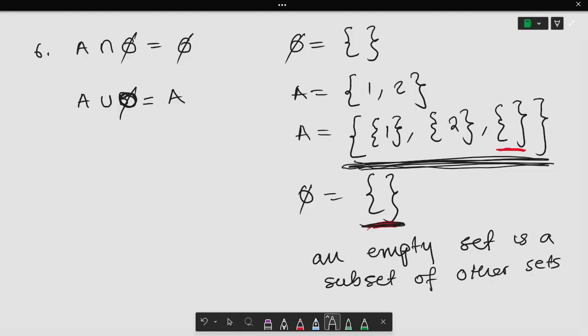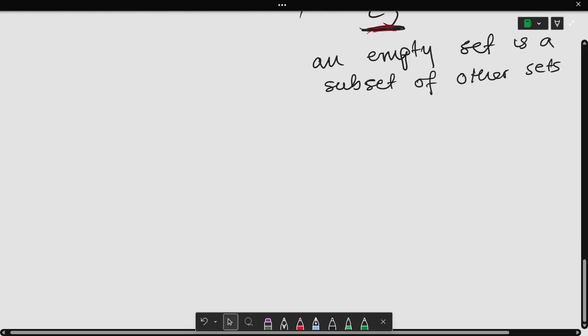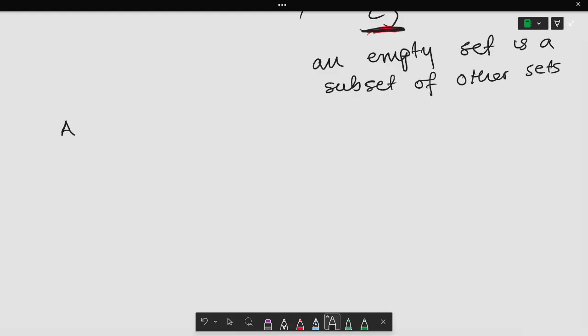Okay, so what other things can we look at? We can also look at when you have the intersection of a set with the universal set. The intersection of any set with the universal set is just that set. So the intersection of set A with the universal set is set A. Okay, why do we say this?